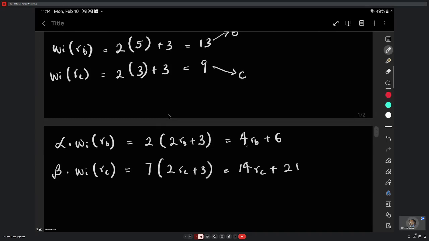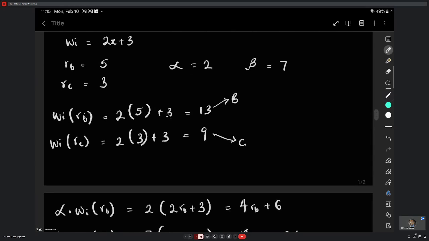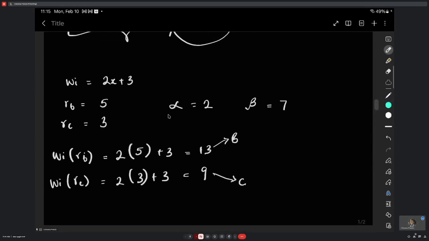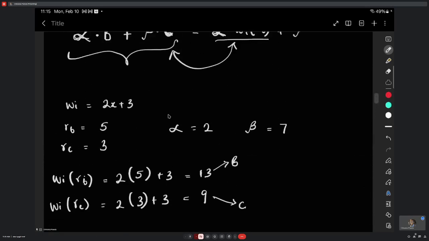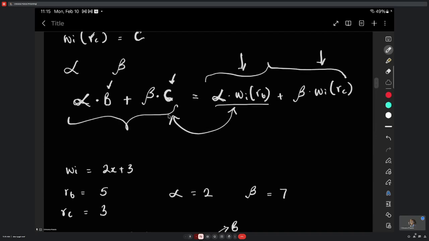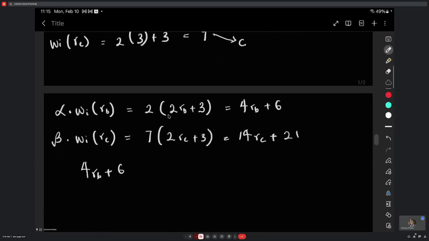So if we evaluate 4rb plus 6, at r equal to rb, what was our rb? 5. Right. Alpha. Okay.